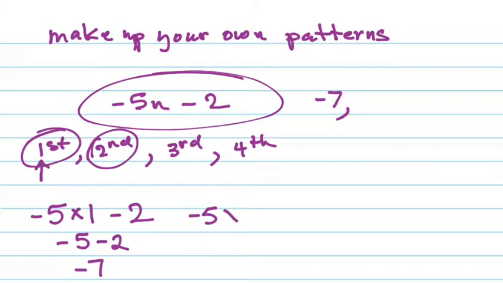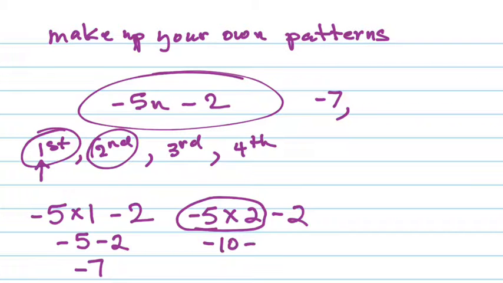Negative 5 times 2 minus 2. Again, we always have to do the multiplication first. So negative 5 times 2 is negative 10, minus 2 gives us negative 12. So negative 12.